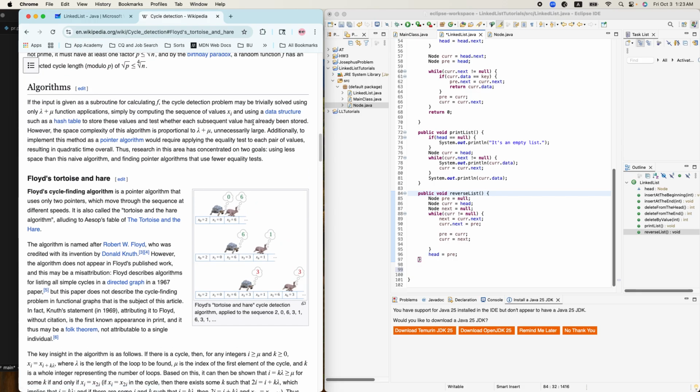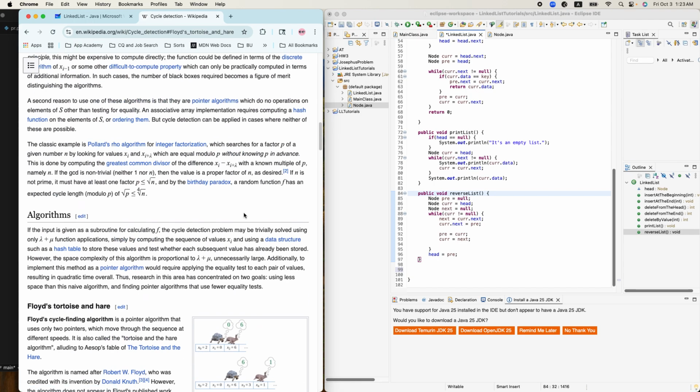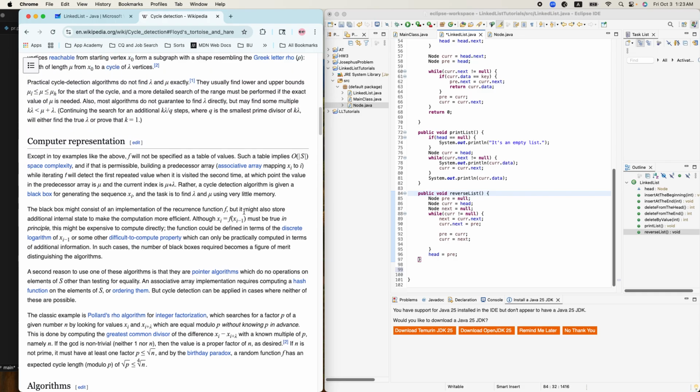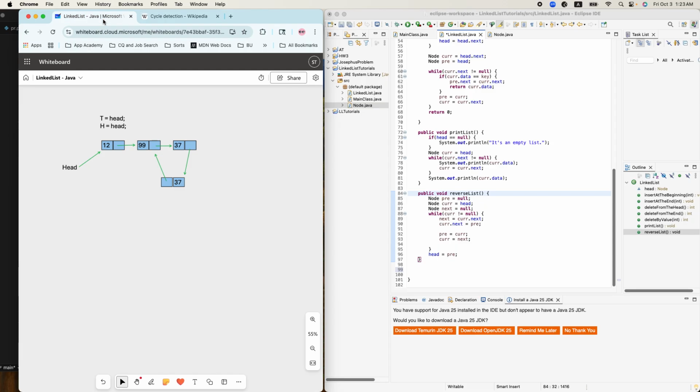So what does that mean? That means we need to have two pointers, one of them traversing the list faster and one of them traversing the list slowly. That way, if there is a cycle, they will come to one node at some point. Let's see how that works.